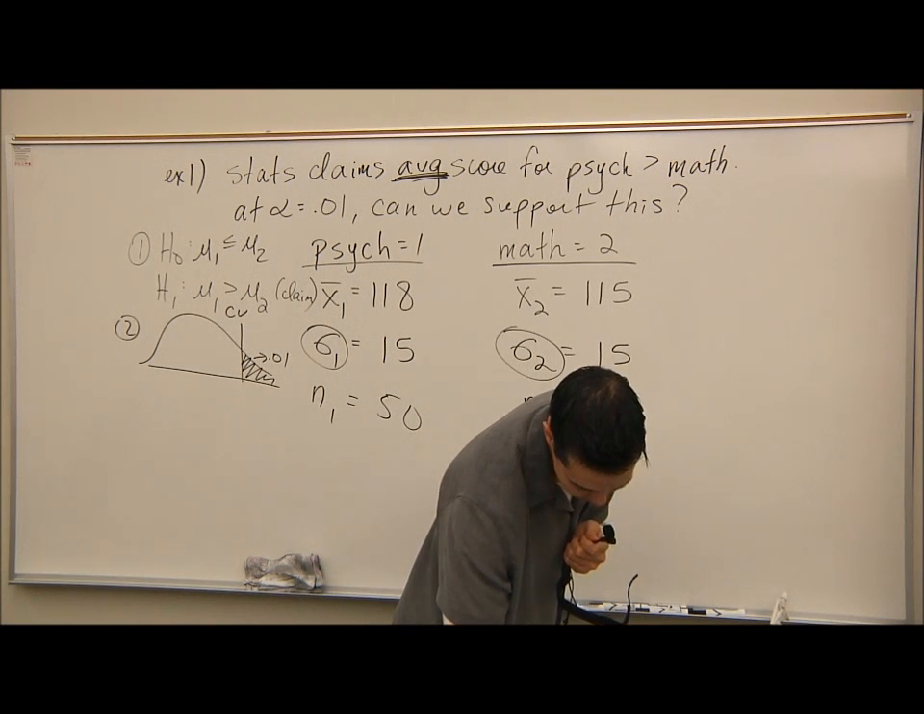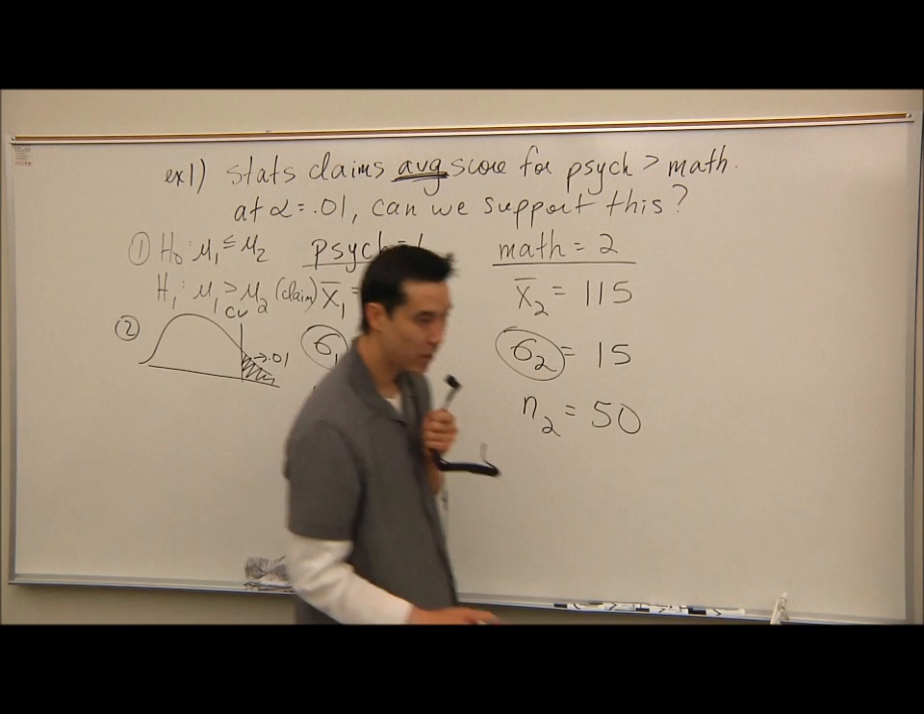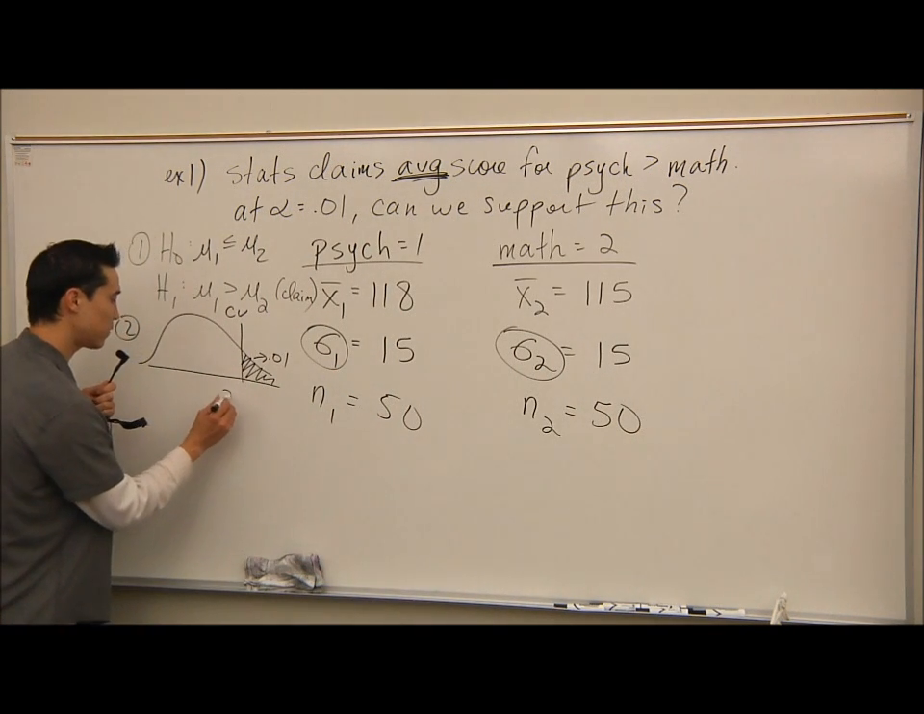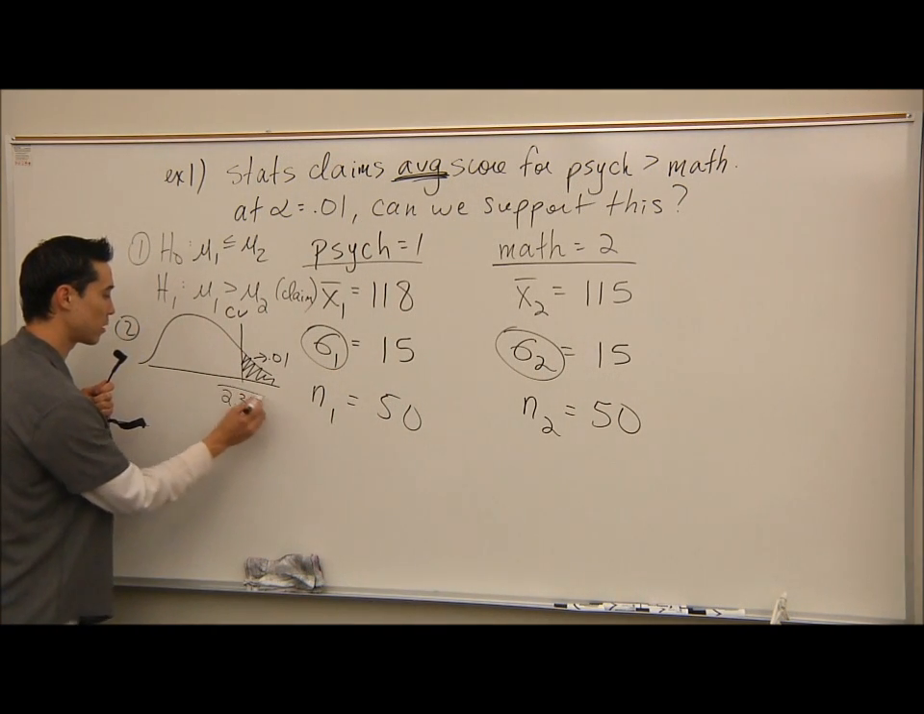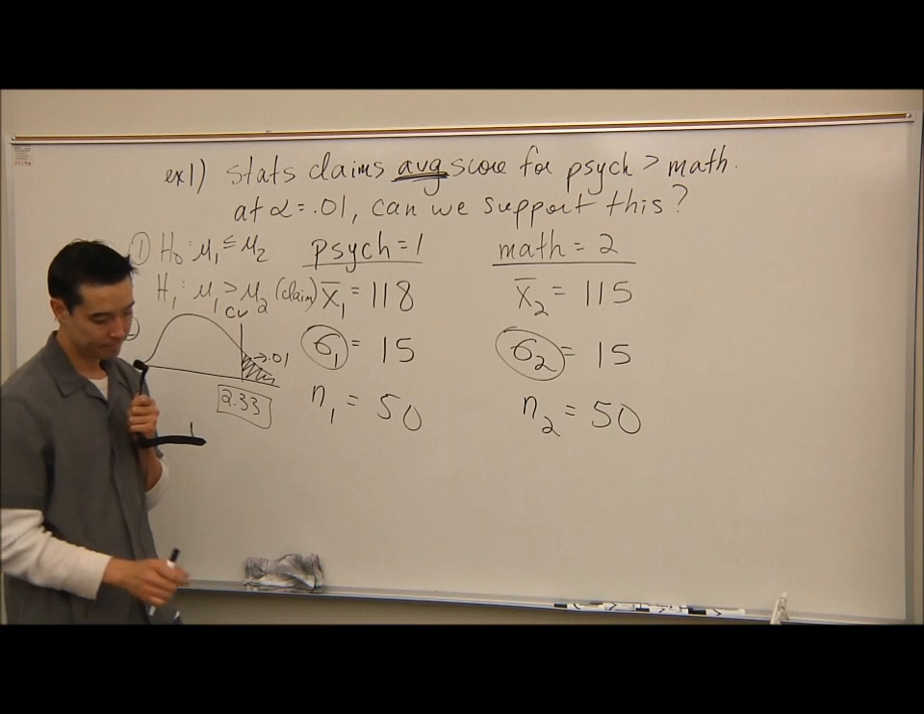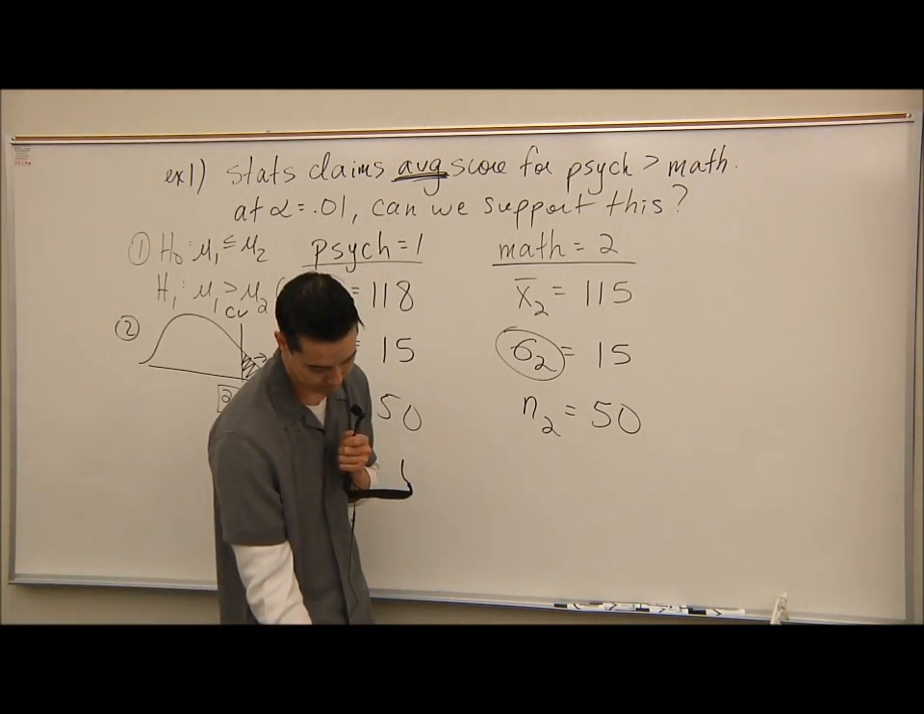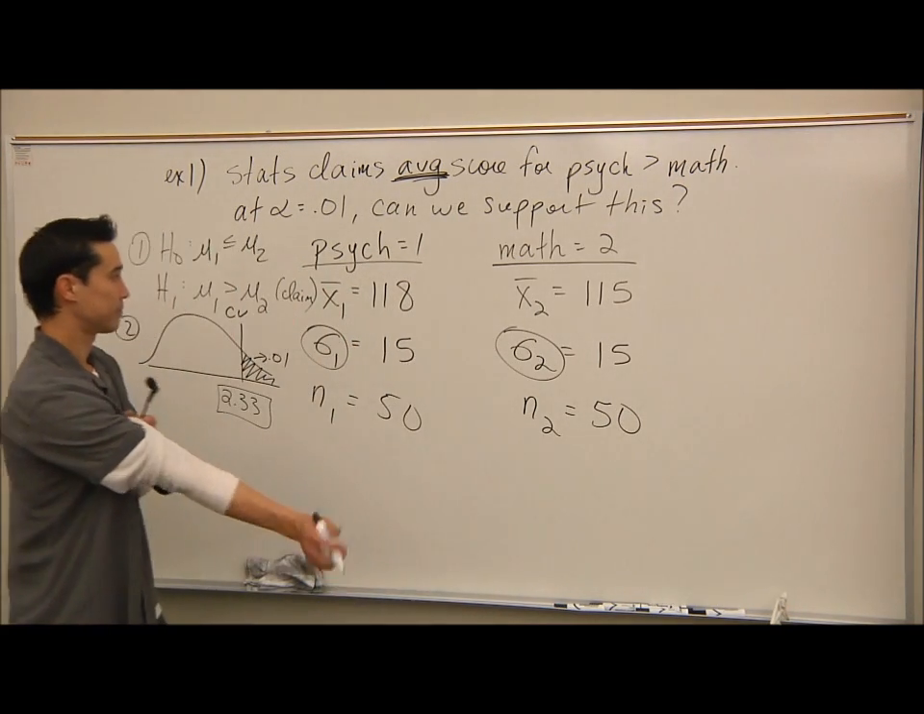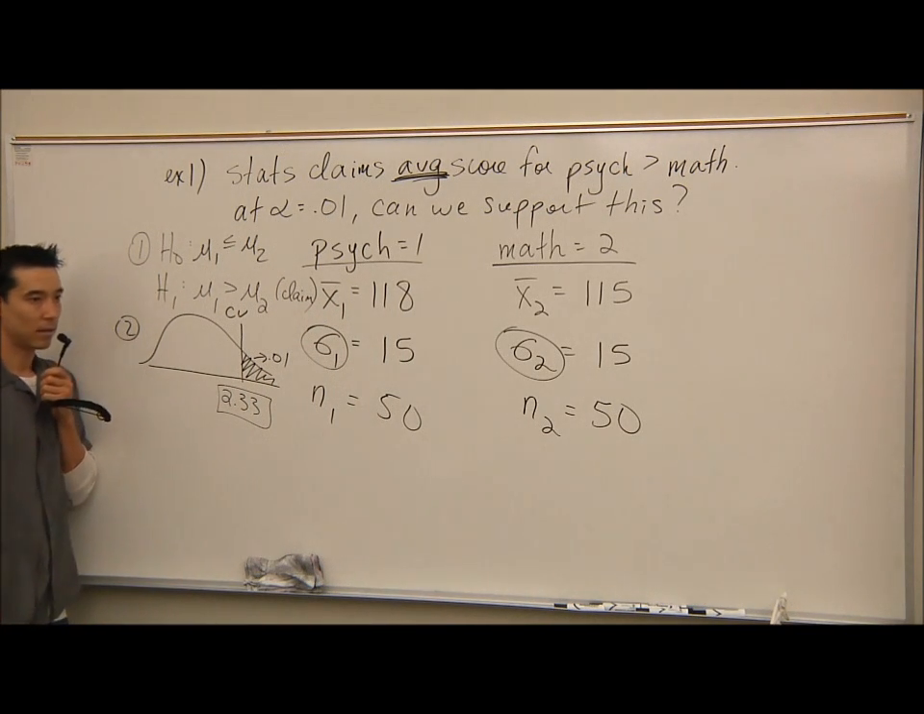and what did you guys get? 2.33. 2.33, great. Your critical value should be 2.33. Okay? Any questions on that? Okay, great. Let's move to step 3.